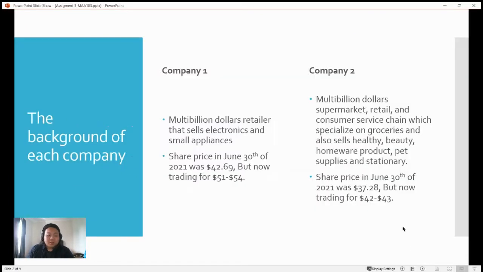For assignment 3, we were given two companies. We need to decide which one is the better one. As you can see, this is the company we decided on. This is just the background of each company.